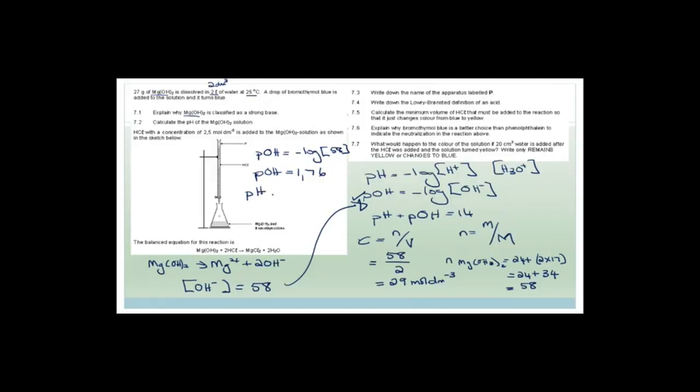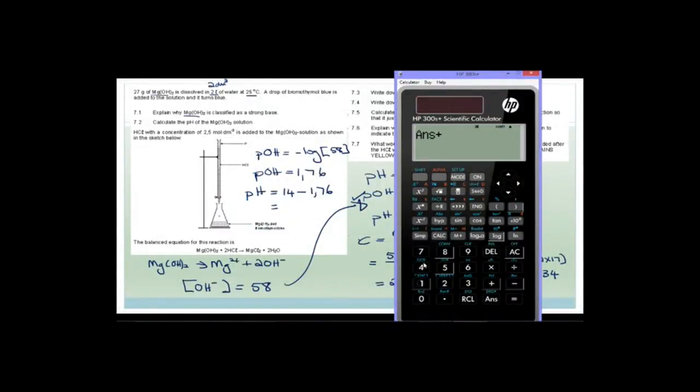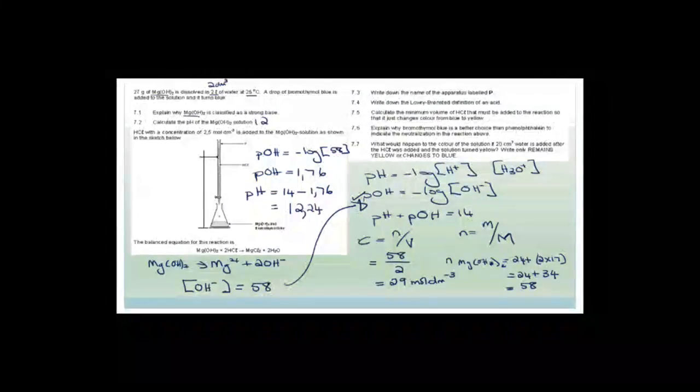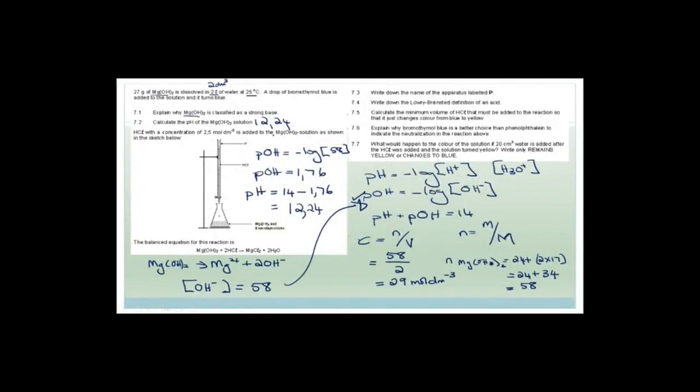Therefore, the pH is going to be 14 minus 1.76, which is 12.24. So the pH is 12.24, which shows that it's a very strong base, because the smaller the number, the stronger the acid, and the bigger the number, the stronger the base. Right, excellent. Now, let's erase this bit and carry on with the rest of the question.